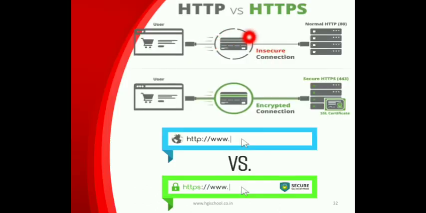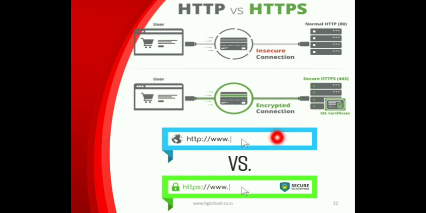HTTP versus HTTPS. When the user sends a request from the web browser, and if the connection is insecure, then the data will be accessed with normal HTTP, that means port 80. If the user makes a transaction, then there will be a secure, encrypted connection, a secure HTTPS with port 443, and there will be an SSL certificate with the request. SSL full form is Secure Socket Layer.